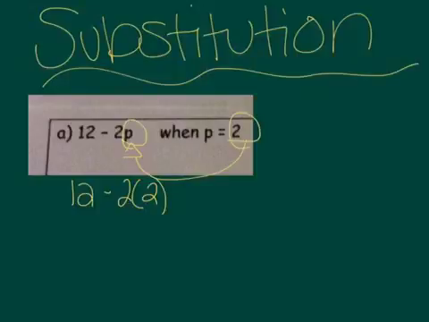And now I just solve using my order of operations. 2 times 2 is 4, so I have 12 minus 4, and 12 minus 4 is 8, so that would be my answer. Pause the video if you need to, and then we're going to move on to the next problem.